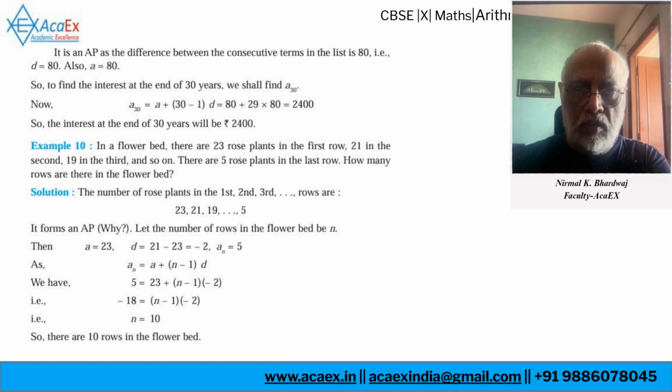Example 10. Flower bed. In a flower bed, the rows have 23, 21, 19 rose plants, and so on, with 5 plants in the last row. This forms an arithmetic progression where a equals 23, d equals negative 2, and the last term is 5. We use the nth term formula to find n. The calculation shows that n equals 10. So, there are 10 rows in the flower bed.